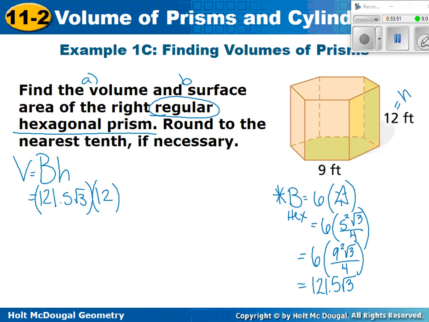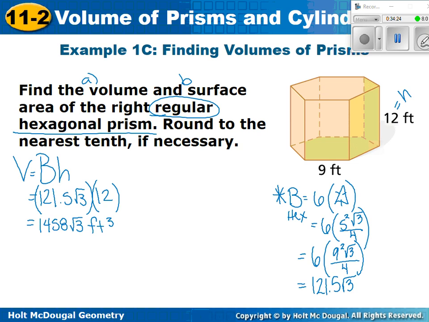We could leave this exact. Notice it says round if necessary. We could leave it exact. We could just type in 121.5 times 12 and leave the square root of 3 at the end. So let's go ahead and do that first. What's 121.5 times 12? 1,458, and then we would put square root of 3 on the end. And our units would be feet cubed.